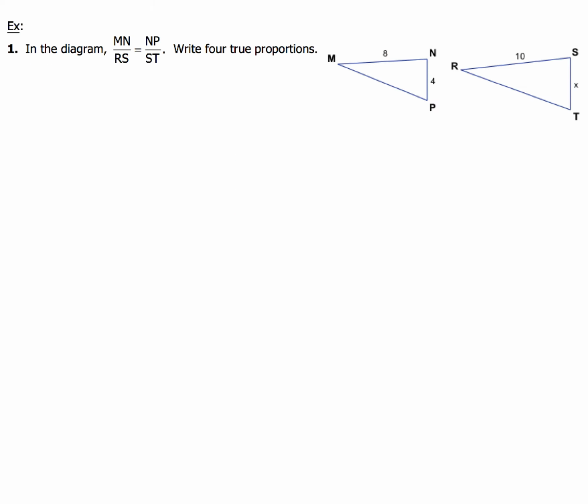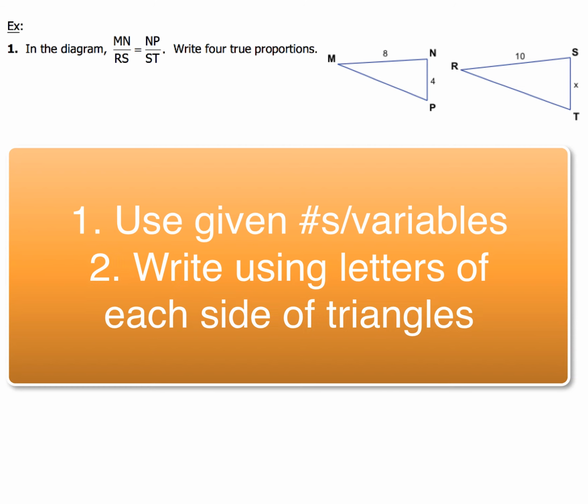In this diagram, we're given this proportion, MN over RS equals NP over ST. Write 4 true proportions. Well, when we take a look at this, there's a couple different ways that you can do this. You can do this, 1, just using the variables, or 2, you could use the actual segment lengths that we have. So I'm going to stick with the letters to start with.